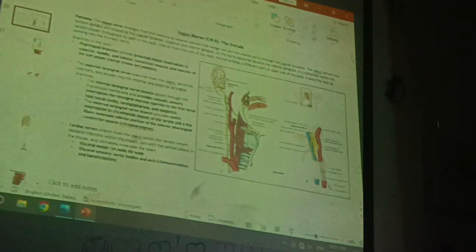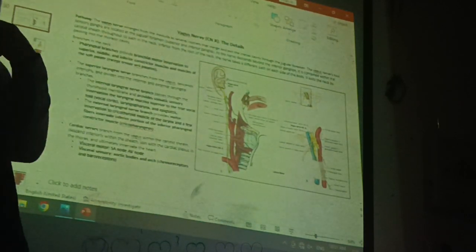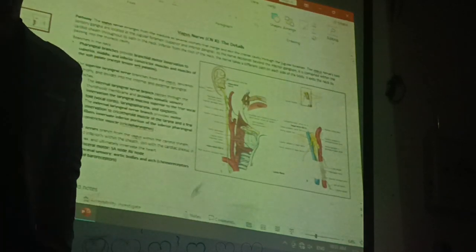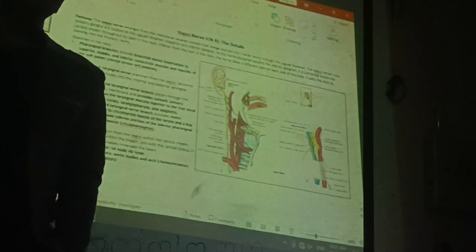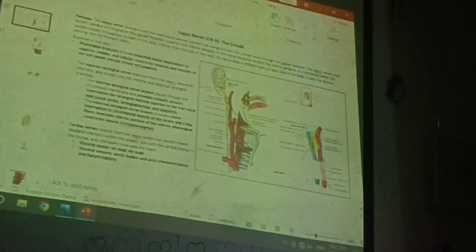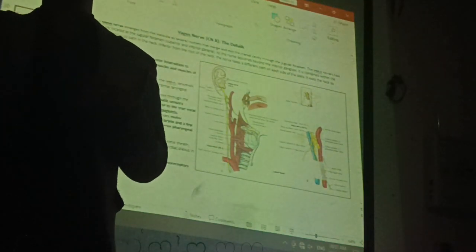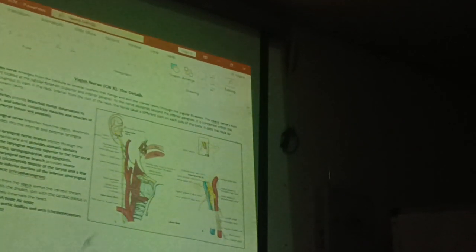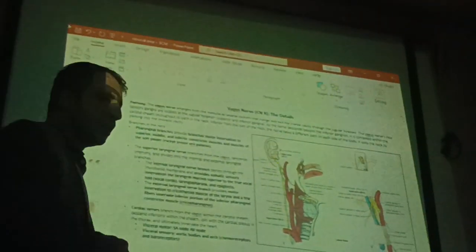So, the superior laryngeal nerve has a motor branch for the cricothyroid. It has a sensory branch for the larynx. Okay? And also the external laryngeal nerve innervates the inferior pharyngeal constrictor. We have three pharyngeal constrictors: superior constrictor, middle constrictor, and inferior constrictor. Okay? The inferior pharyngeal constrictor is also innervated by the external laryngeal nerve.